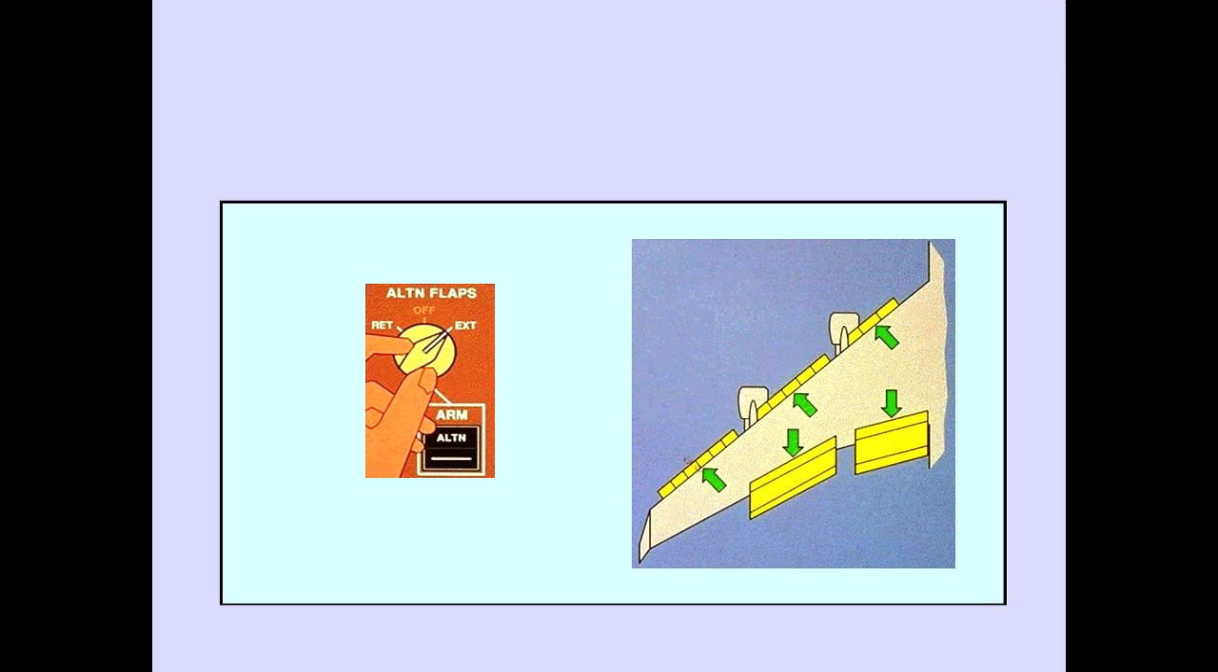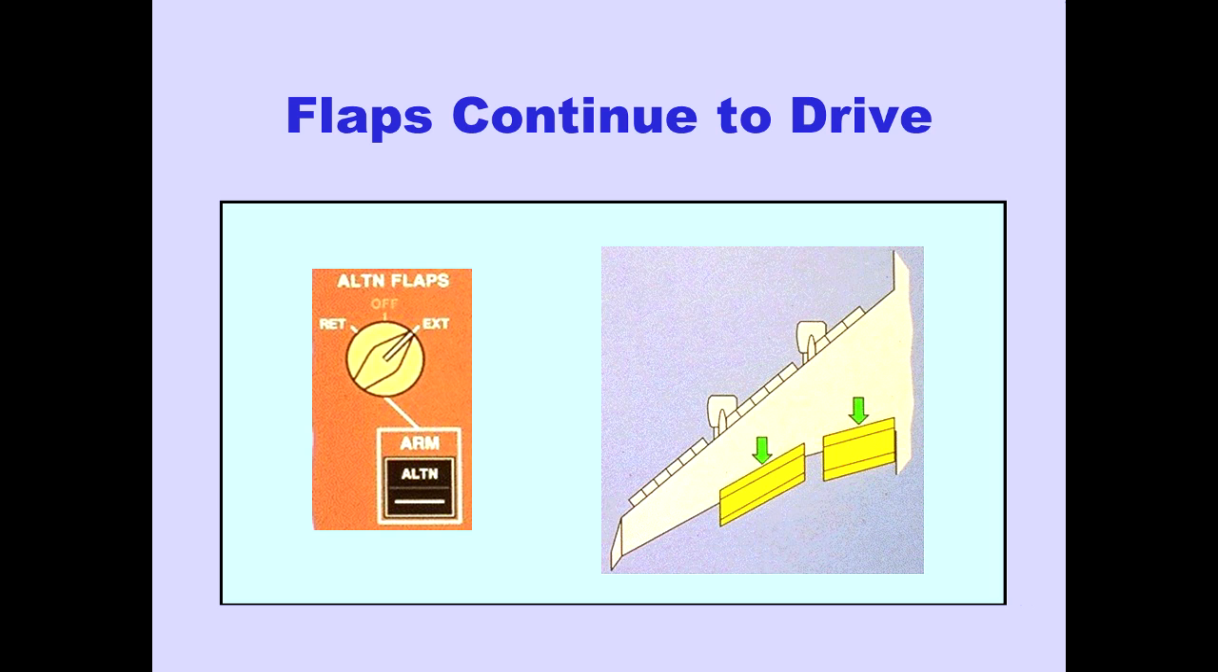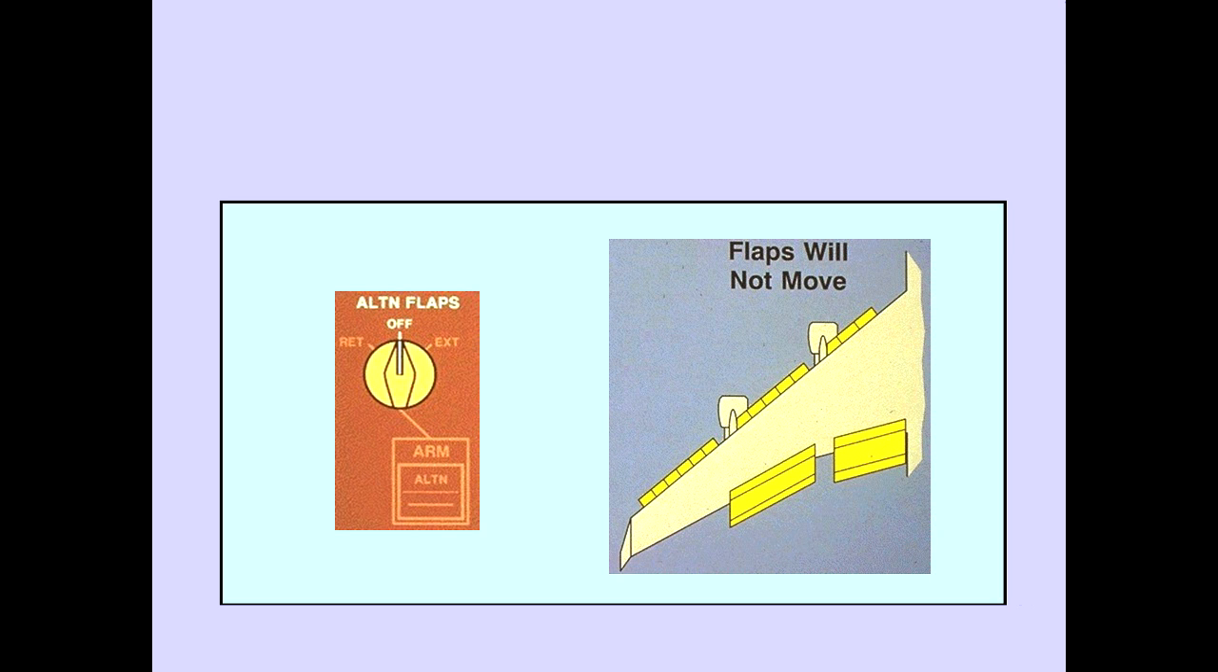With the arm switch in alternate, rotating the alternate flaps selector to retract or extend moves the flaps in the desired direction using the electric motors. The selector is not spring-loaded to the off position, and the flaps will continue to drive until the selector is rotated to off or the flaps reach the retract or extend limit. With the alternate flaps selector in the off position, the flaps will not move.